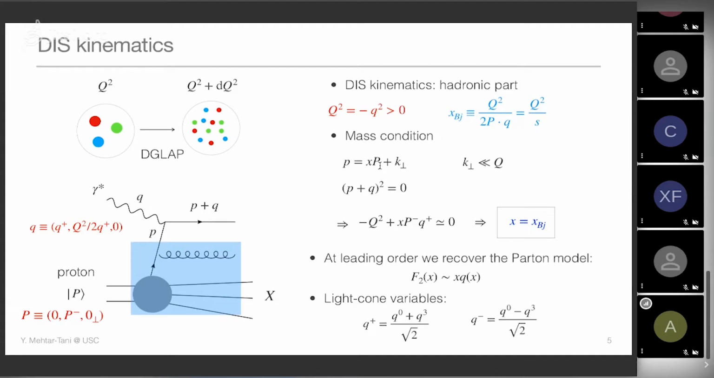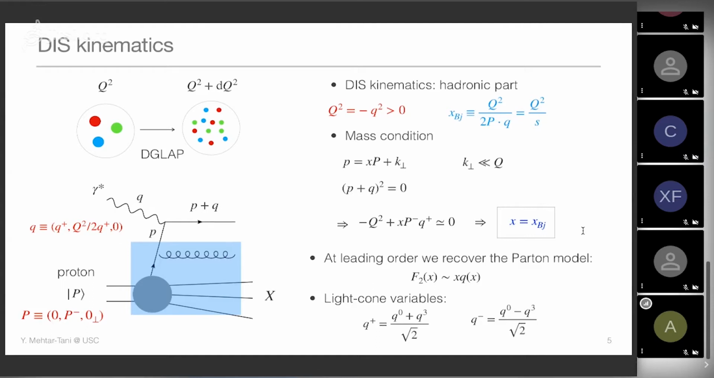This partonic interpretation gives us the picture that you're interacting with a quark carrying a certain fraction of the proton momentum, and then of course you convolve this with the probability that you pick that fraction, and that's the parton distribution function. So this is the leading order, and at leading order in the partonic picture, this distribution doesn't depend on Q squared.